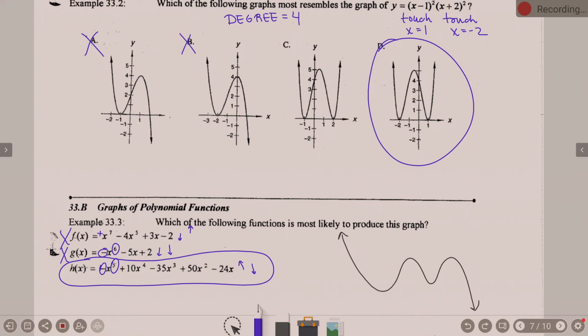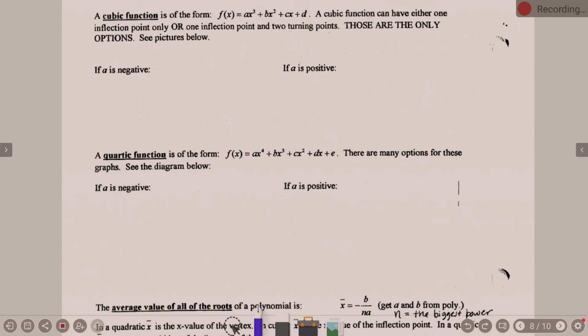And do note, it did just say most likely to produce this graph. It's not necessarily exact or anything. It's just being able to identify the shape. So definitely important, as we talked about today, is being able to identify: is the degree odd or even? Is it a negative coefficient or a positive coefficient? Okay, questions there? Okay, next page.